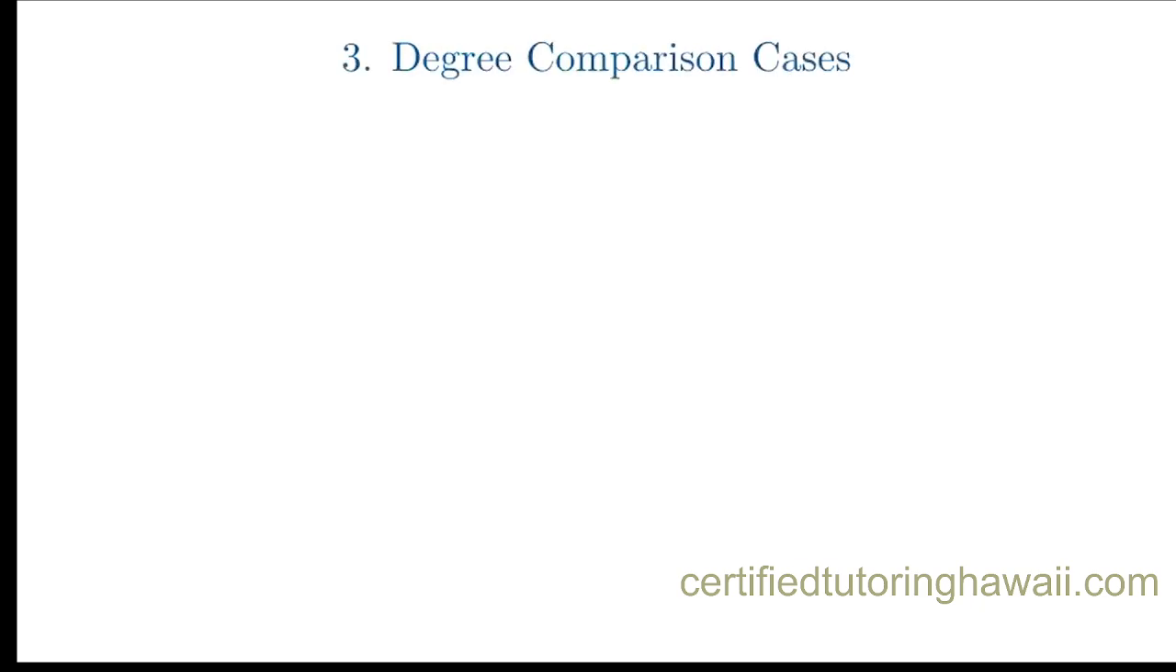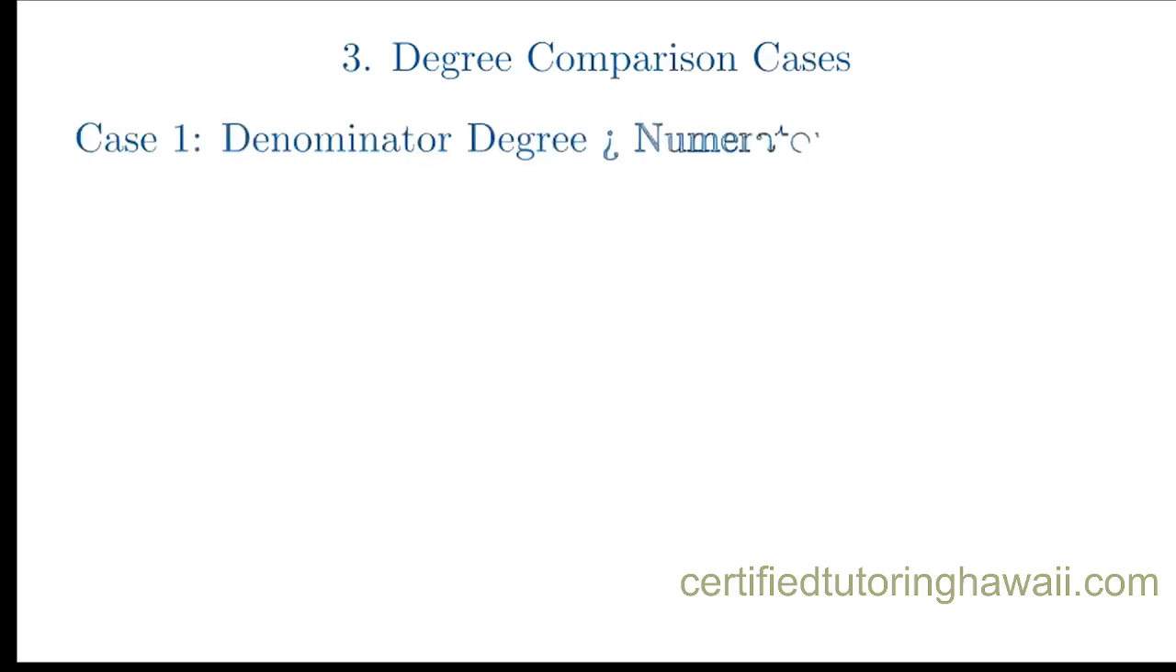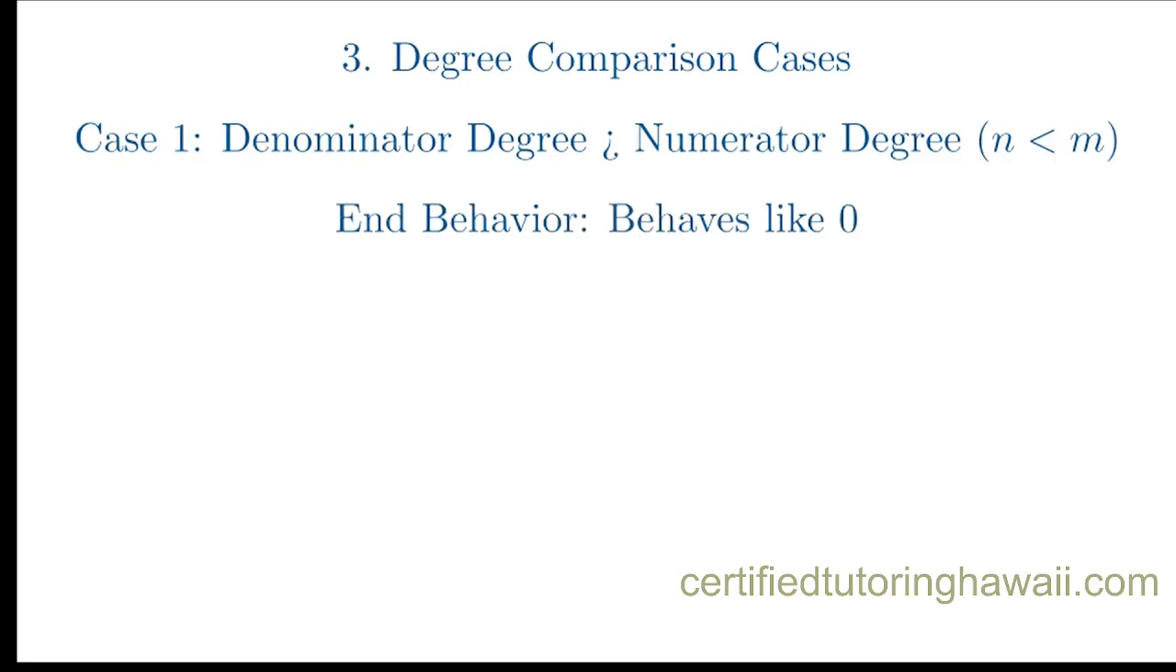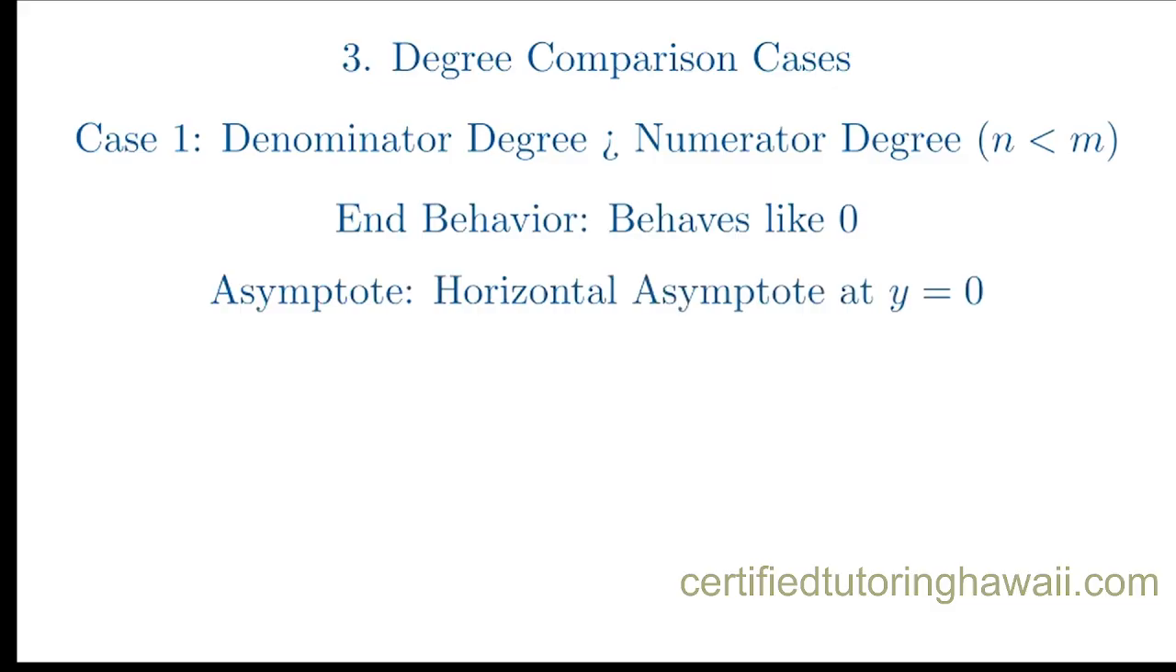The first case is when the degree of the numerator, n, is less than the degree of the denominator, m. If n is less than m, the denominator grows faster than the numerator. Think about dividing a small number by a very, very large number. The result will get closer and closer to 0. Mathematically, we say the function's end behavior is that it approaches 0. This behavior results in a horizontal asymptote at the line y equals 0. An asymptote is a line that the function's graph approaches but never touches as it extends infinitely. So, for very large x, our function will look almost identical to the line y equals 0, the x-axis.